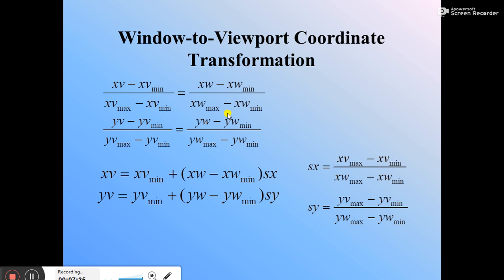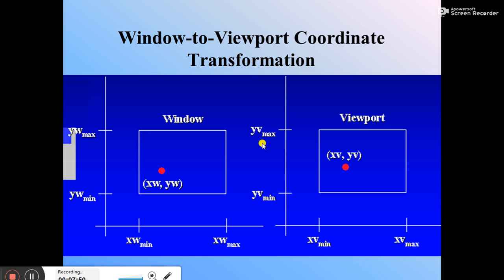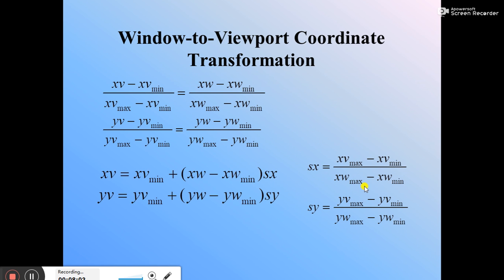So the same thing I have said: the ratio between the viewport boundaries xv minimum and xv max, and in the same way yv minus yv minimum over yv max minus yv minimum, as you can see in the previous year also. xv minus xv minimum divided by xv max minus xv minimum, or yv minus yv minimum divided by yv max minus yv minimum, should be equal to the world coordinate ratios, in the same way.